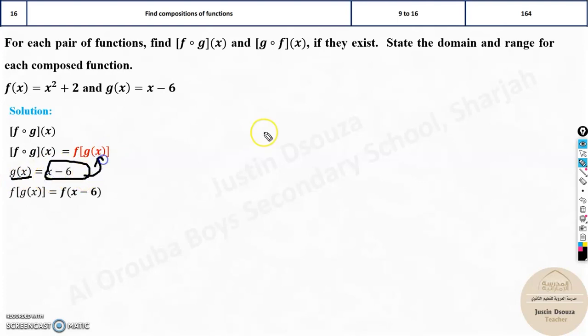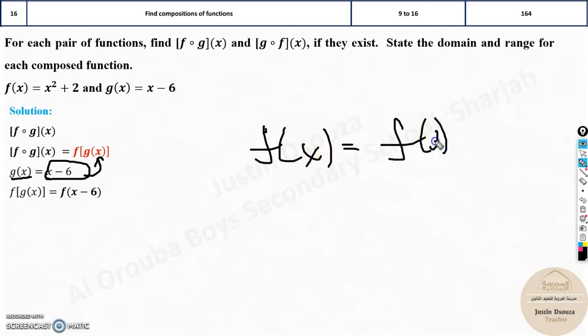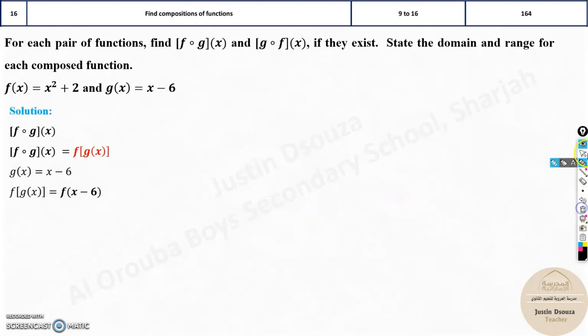You're substituting inside. If it was f of x and x was 3, we would write it as f of 3. But now, f of x is not there; the g of x is there. What is the g of x value? If it was 3, we would have written 3. But here, in this case, we have x minus 6 as g of x. So all we do is, instead of this part, we write x minus 6. That is it. So this is how we get f of x minus 6.